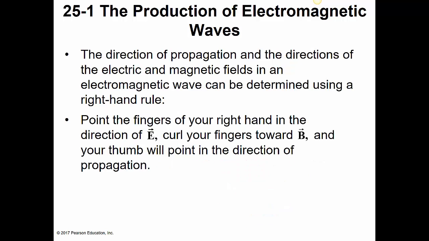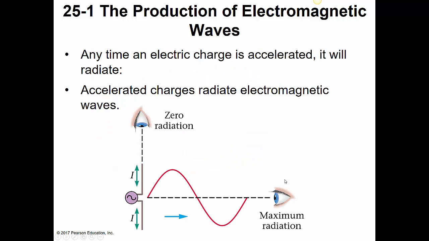The direction of propagation and the directions of the electric and magnetic fields in an electromagnetic wave can be determined using the right-hand rule. If you point the fingers of your right hand in the direction of E and curl your fingers towards B, your thumb points in the direction of propagation. Anytime an electric charge is accelerated, it will radiate. Accelerated charges radiate electromagnetic waves.